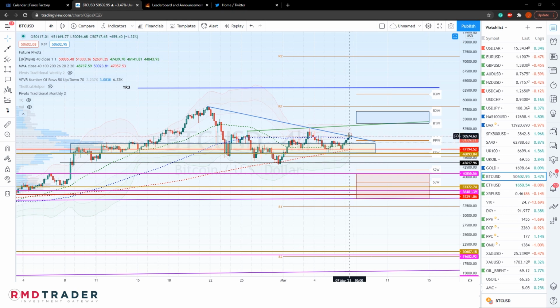Initial bullish targets, should we take out this upper diagonal resistance, would be in the vicinity of 53,880 to about 57,050. Whereas bearish targets, should we lose that 4-hour 200 SMA, could be anywhere from 40,835 to 34,500. That concludes our technical market overview.